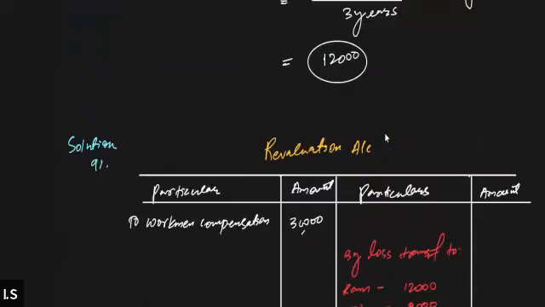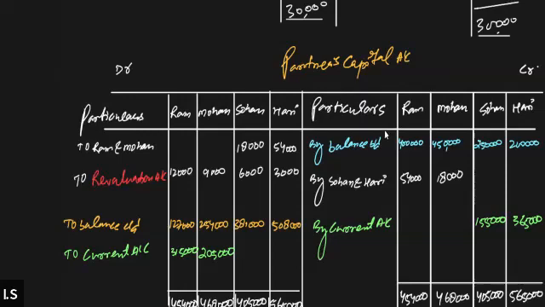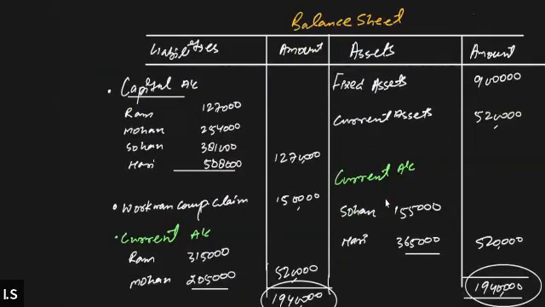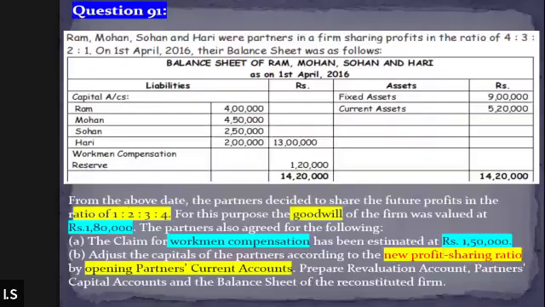So this is the format of the revaluation account. This is the partner's capital account. Make sure you make four columns since there are four partners in this question. So you need to open four columns to record the balances of all the partners. So this is how the partner's capital account will look. Then we will prepare a format of the balance sheet. Let me know once you are done with the format, and then we will continue with the adjustment entries. Please confirm once you are done with the format.